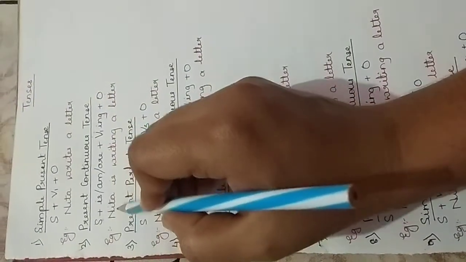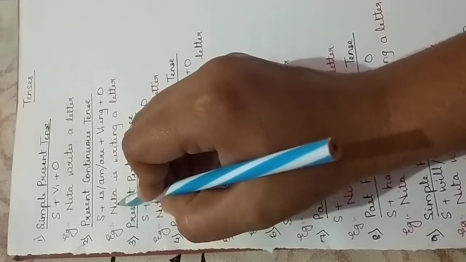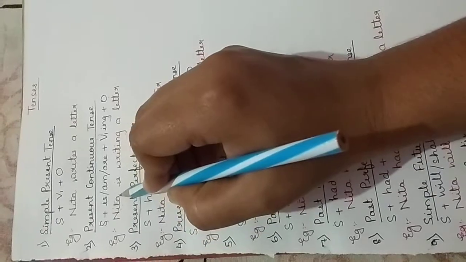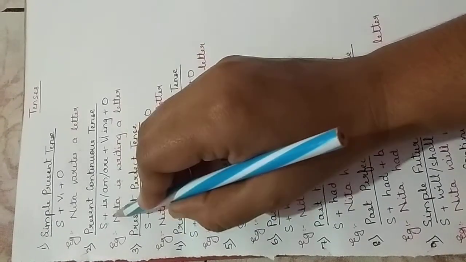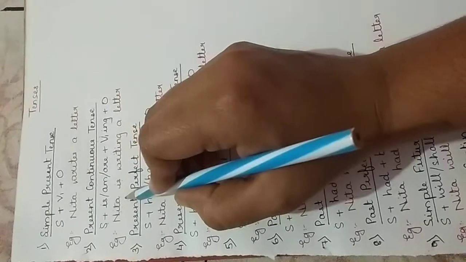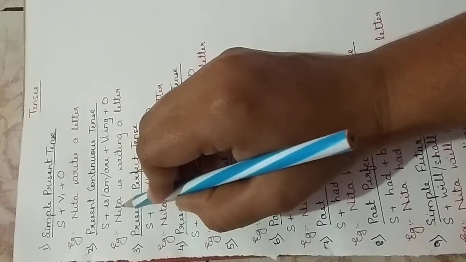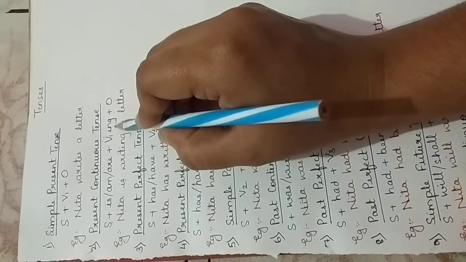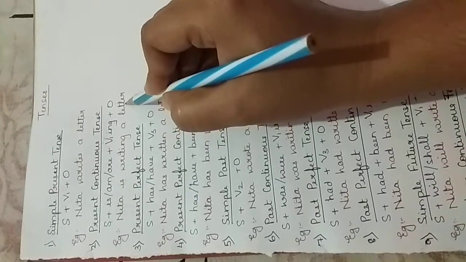I am using the same example so that it can be easily understood. The subject here is Neeta. As Neeta is singular, we have used is. Am we will use for I, as in I am writing, and are we will use for plural things, more than one. So Neeta is singular, that's why we are using is. The v1 ing form of write is writing. Neeta is writing a letter.